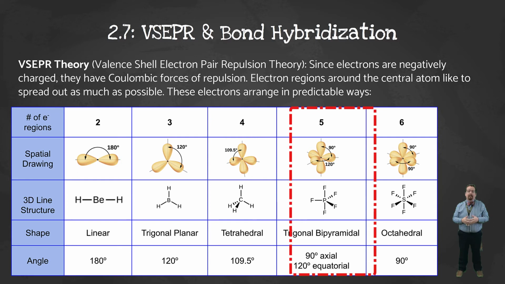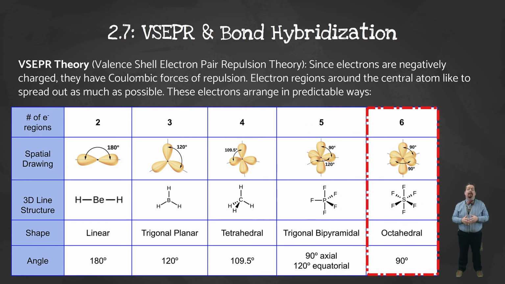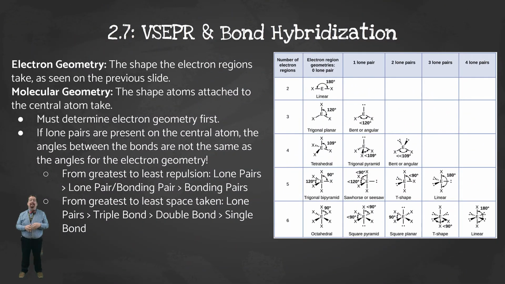Lastly, if we have 6 electron regions, we'll have 2 in the axial position and 4 in the equatorial position, but they're all spread out to be 90 degrees from each other. This is called octahedral. From there, we can start thinking about the molecular geometry of our molecule. The molecular geometry is only concerned with the shape the bonding electrons take compared to each other. This is only different from the electron geometry if some of our electron regions are non-bonding regions of electrons, otherwise known as lone pairs of electrons. When that's the case, our bond angles change a little.